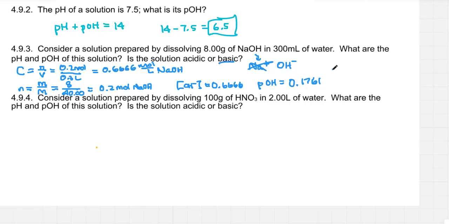And then the pH, because they wanted them both, is 14 minus this number, so 13.8239. How am I on sig digs here? 3, 3, molar mass at 4, but 3 is the worst that we have, so this I should hack off at 0.176. And this, I shouldn't have that 9 on the tail end. It should be 13.824. That's better.